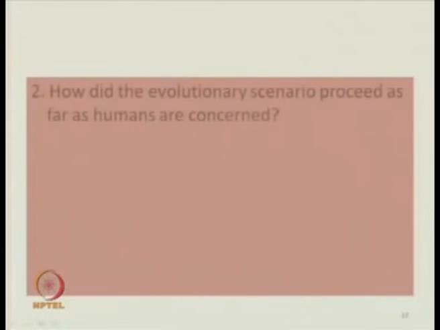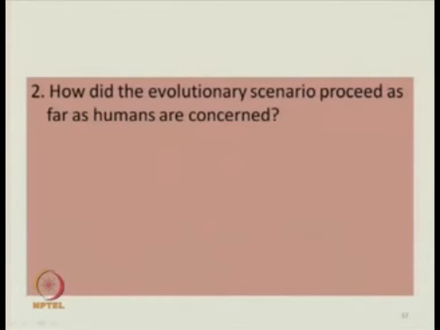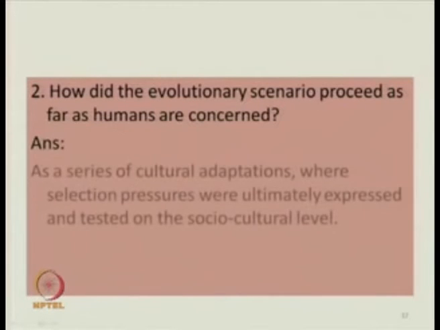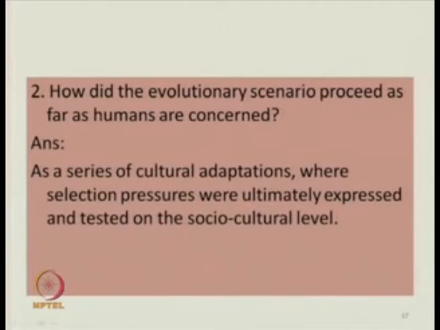Then, how did the evolutionary scenario proceed as far as humans are concerned? Now, the answer is this. We have to look at the evolutionary scenario as a series not simply of physical adaptations or changes, but as cultural adaptations. Why? Because the selection pressures that were there, even for the anatomy and physiology of the species, were ultimately expressed and also tested, and I might add that the evidence also comes from the socio-cultural level, right?